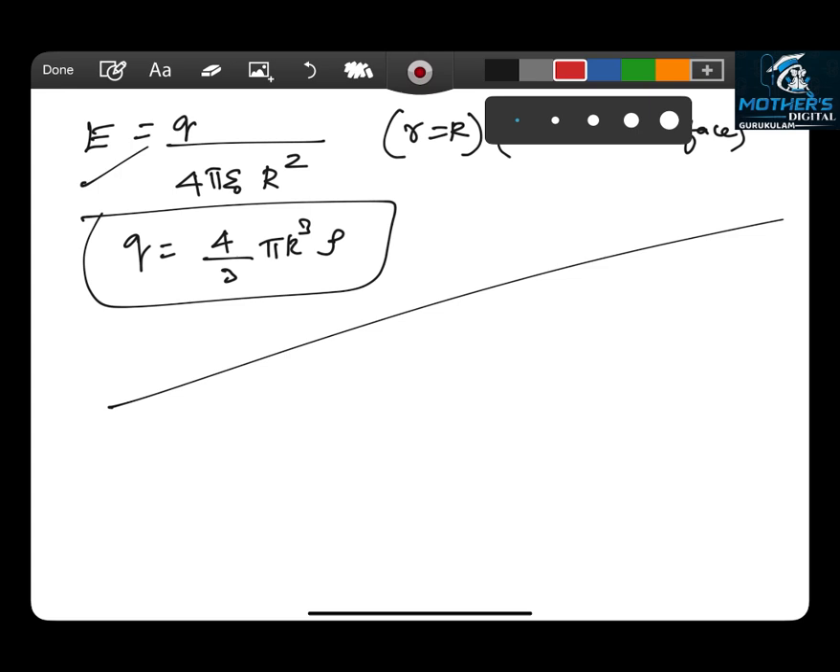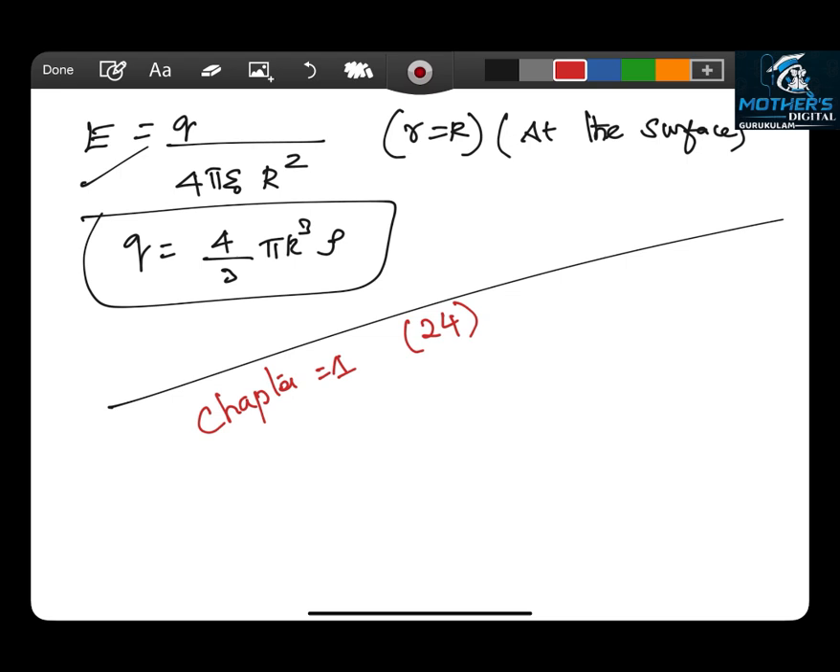So total in chapter 1, we have totally 24 to 25 formulas. In the Part 1 video, I have given you 14 formulas. In Part 2, I have given you 10 formulas. Make sure you go through these formulas thoroughly with proper SI units before solving the numericals. The numerical part will be much easier for you to do.